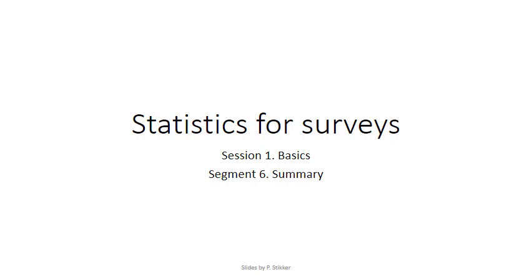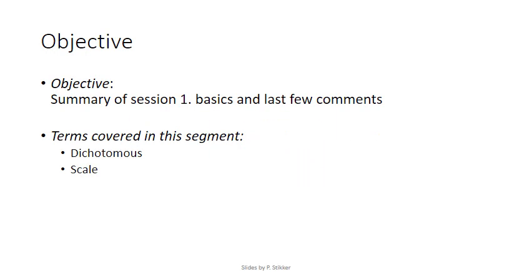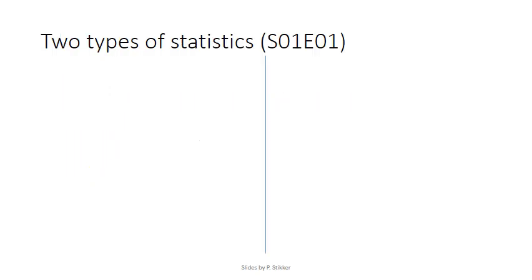Welcome to Statistics for Surveys, Session 1 Basics, Segment 6 Summary. The objective of this segment is to give an overview of all the terms that were discussed in the last few segments. Two new terms will also be added: dichotomous and scale.